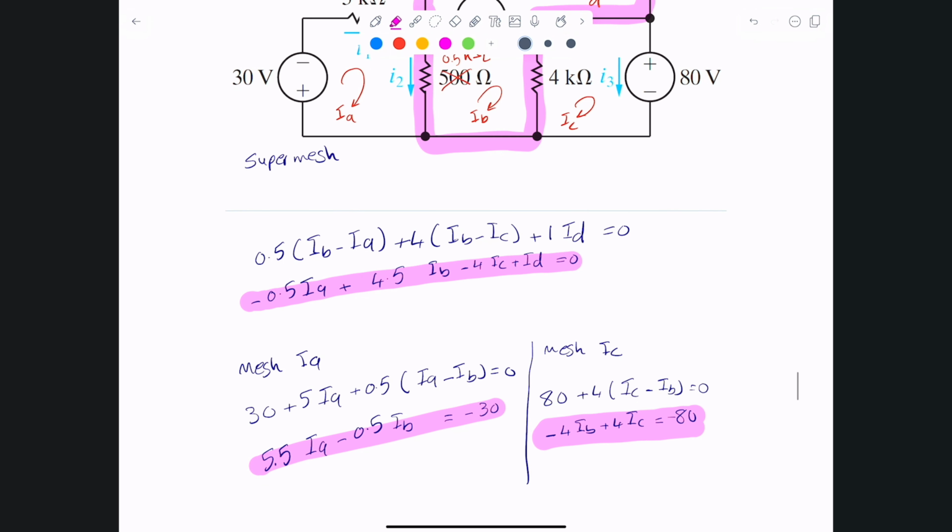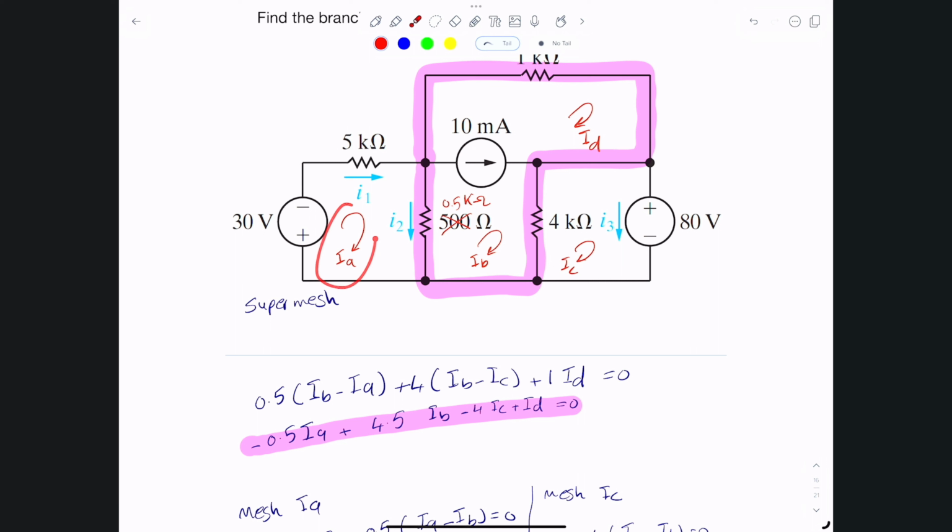Okay, so we take a look in here. What we have is 1, 2, 3 equations, but remember we have 4 meshes, so 4 unknowns, IA, B, C, and D. So 3 equations is not enough. So where do we get the last equation? Well, we get it from the constraint. Which constraint? Well, the constraint that is actually here.